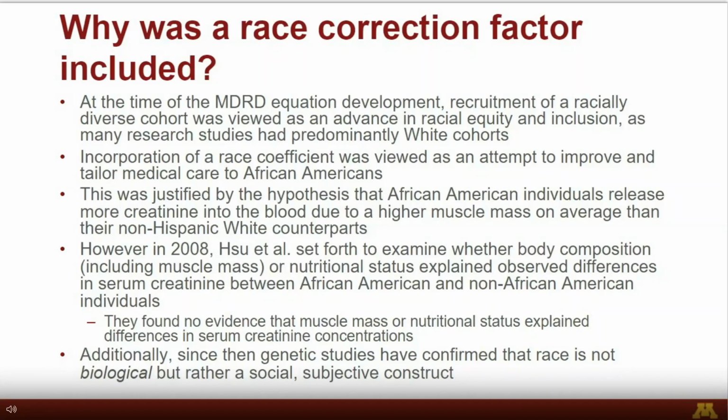This race correction was justified at the time by a hypothesis that African American individuals release more creatinine into the blood due to a higher muscle mass on average than their non-Hispanic white counterparts. However, data supporting that hypothesis at the time was limited, and in fact, many years later, in 2008, Stevens et al. rigorously examined this hypothesis and found no evidence that muscle mass or nutritional status explained differences in serum creatinine concentrations between African American and non-African American individuals. Additionally, since then, genetic studies have confirmed that race is not a biological construct, but rather is a social and subjective construct, and therefore should not be used to alter medical care for patients.